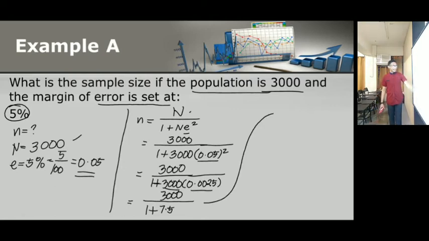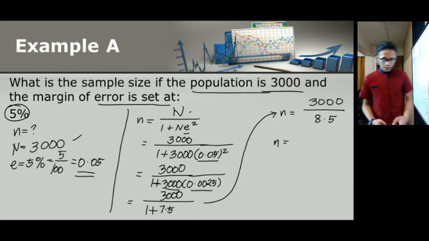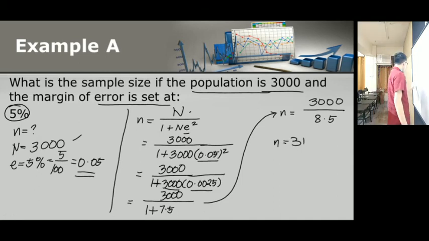After that class, of course, this is a continuation of this part. Now we move on to 3,000. 3,000 all over 1 plus 7.5 in the denominator, that is 8.5. And then after that, divide the 3,000 by 8.5. So, that is 352.94. So, that is our answer.